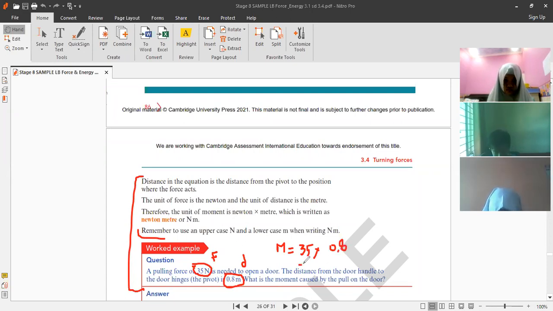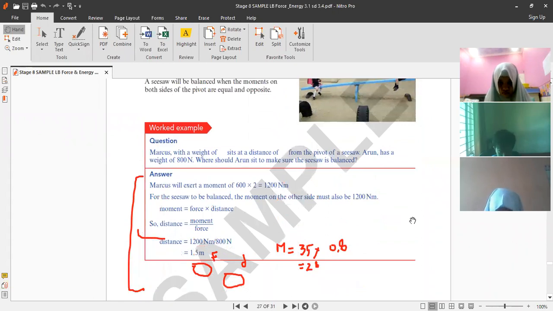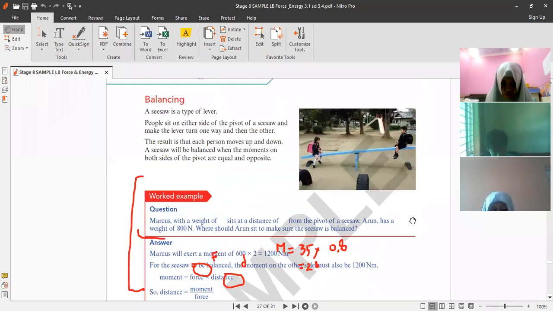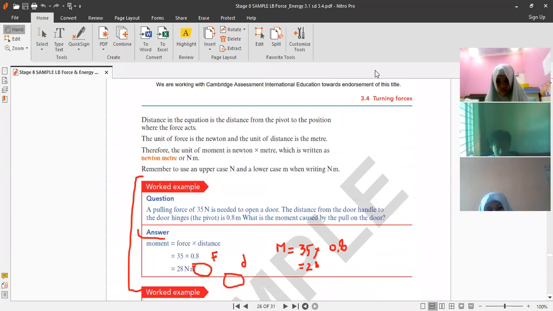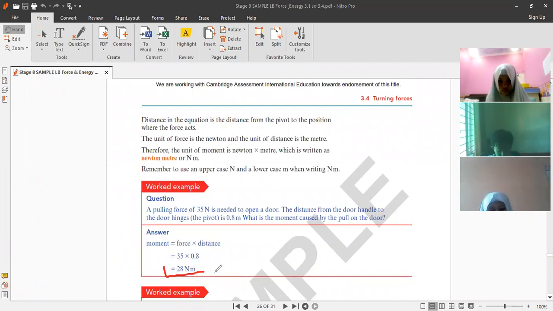28. Okay, thank you, Mbak Fania. 28. Okay, this one, yeah, 28 newton meters. I think there will be some questions that we can use for exercise.